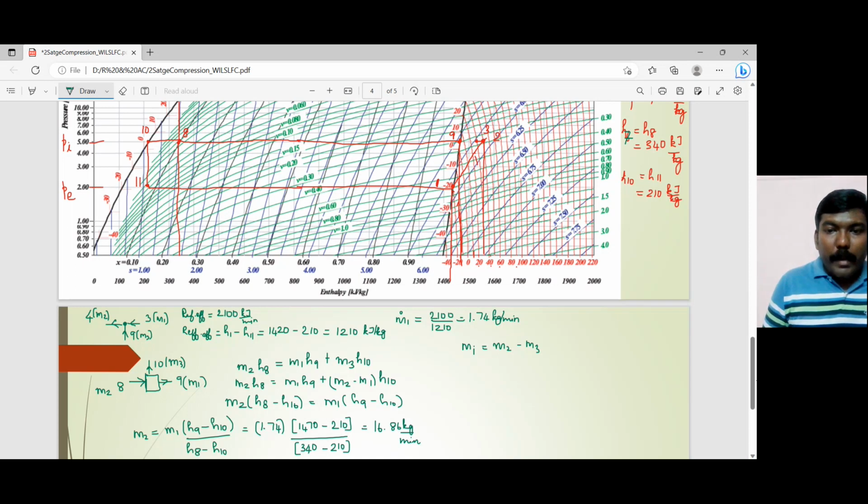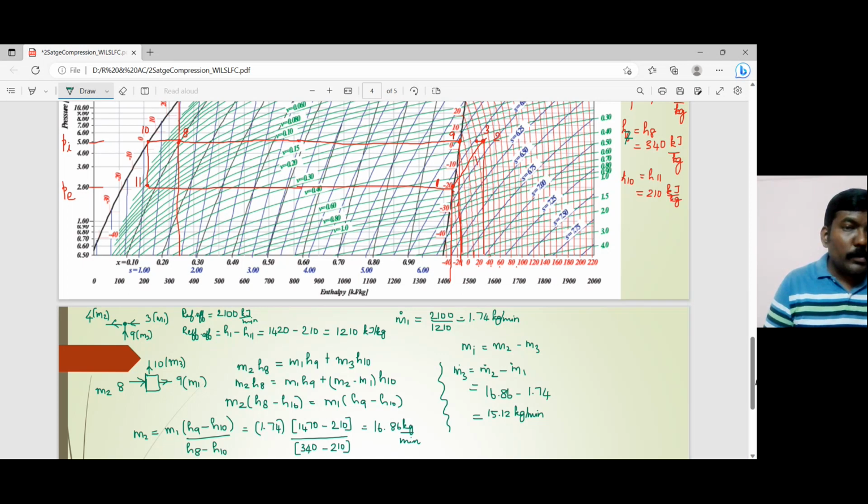Okay, and now I can write M3 dot is M2 minus M1 dot, because we have kilogram per minute. So M3 dot is 16.86 minus 1.74, which is 15.12. So this guy is 15.12 kilogram per minute. So that is your M3 dot. Okay, so now I know M3 dot.